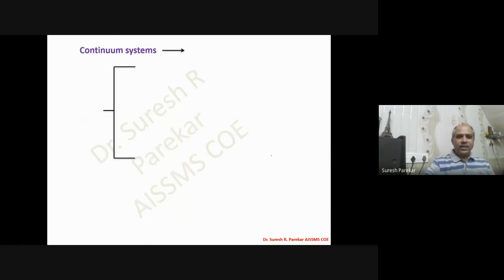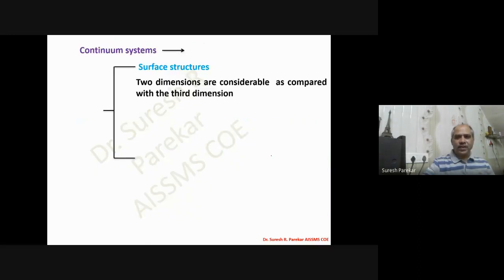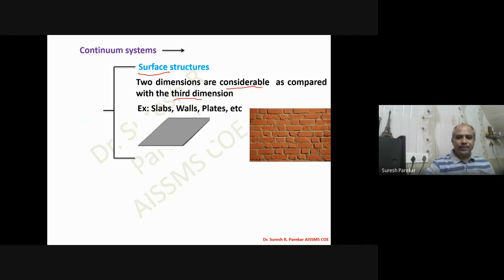Then we have the continuum system, in which we have first surface structures. Two dimensions are considerable in this as compared with the third dimension. So we have a surface, and therefore two dimensions considerable as compared with the third. So we have slabs, walls, plates, where the third dimension is very small. In slabs, we have thickness small. In walls, we have width small. So likewise, we can have this.